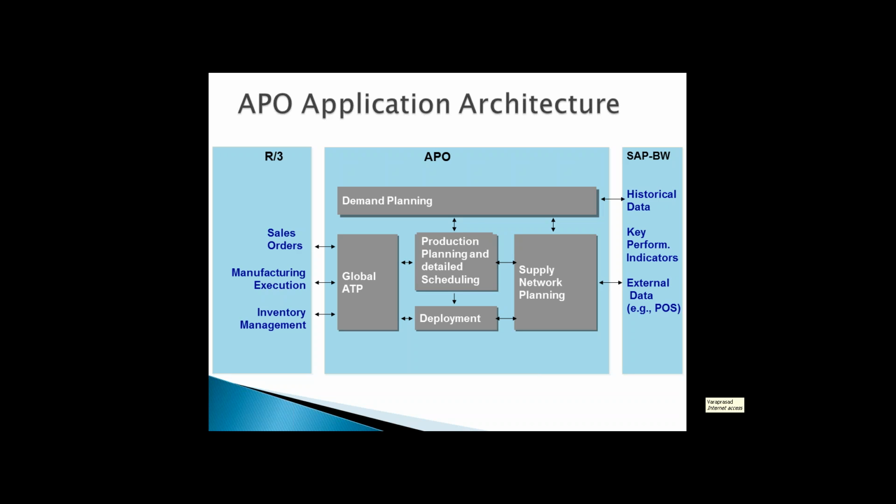On the right side you can see SAP BW. As we discussed, demand planning requires some historical data to do the demand planning forecast. That historical data we retrieve from SAP BW. And the DP results may go to SAP APO PPDS or SNP.